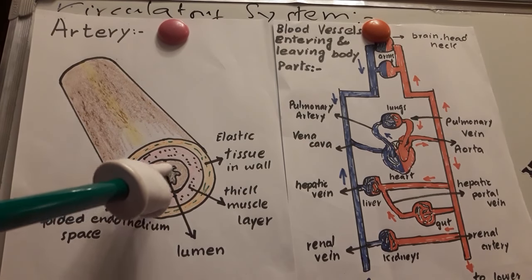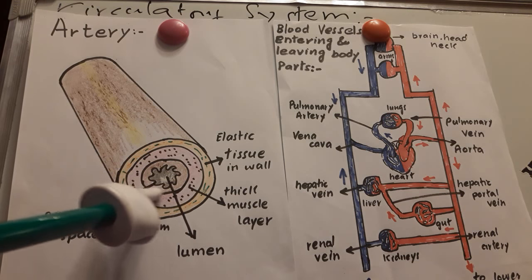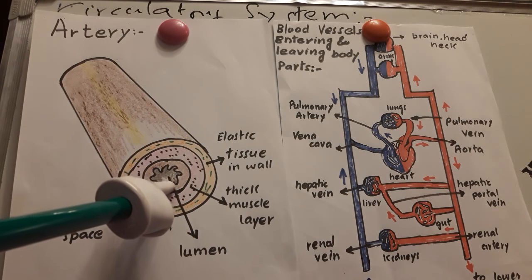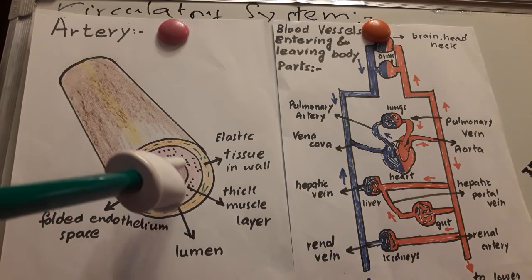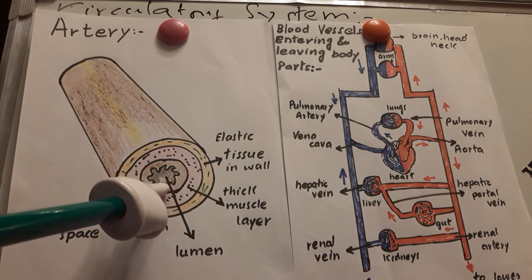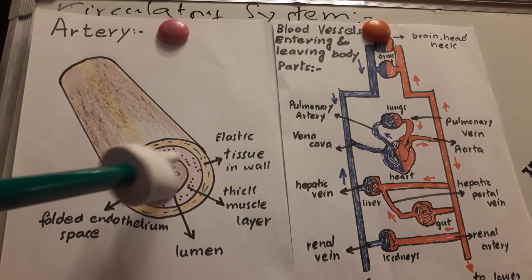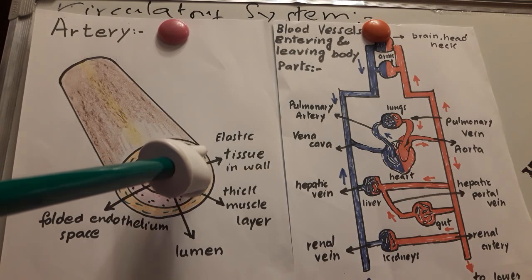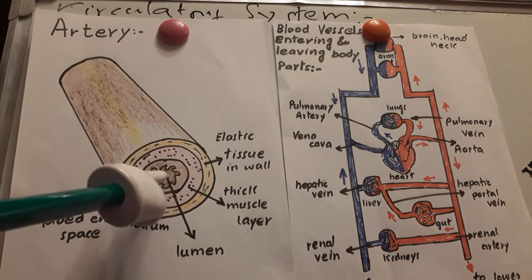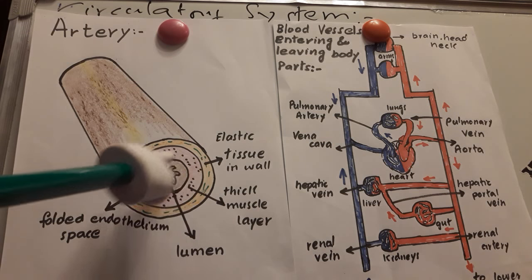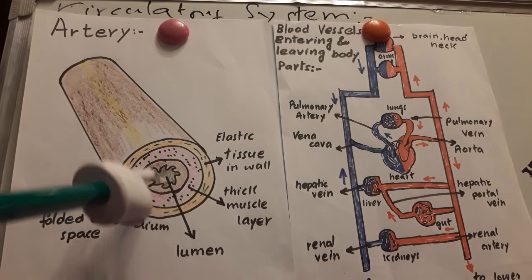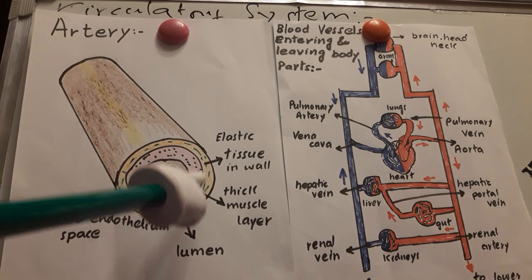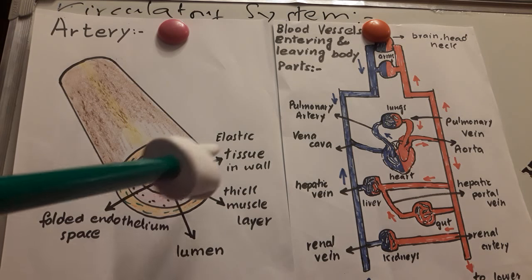As you can see, the inner endothelium has folds. These foldings can stretch when the heart beats. So these two things together, the elastic tissue here and the foldings, can stretch. Both of these structures help in the maintenance of high blood pressure when the heart beats.